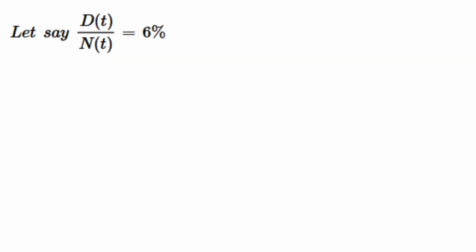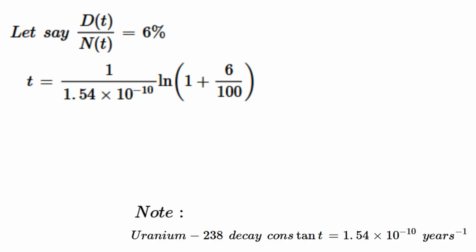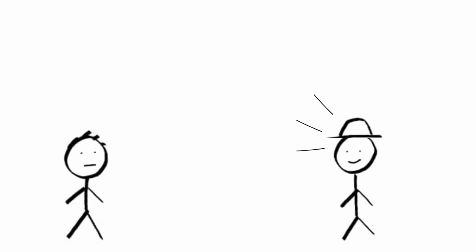To estimate the age, let's say the scientist found a ratio of 6%, and using the decay constant of uranium-238, which is 1.54 times 10 to the power of 10 per time, then we have determined the age. Easy, right? Wow, how beautiful mathematics is!